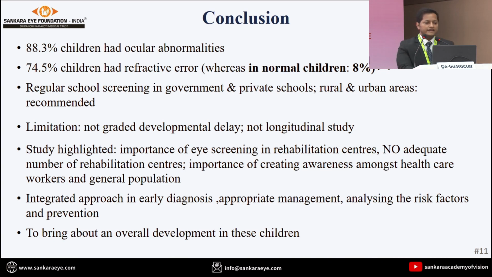To conclude, 88% children had ocular abnormalities. Out of them, 74% children had refractive error, which is quite high compared to normal kids. So we recommend regular school screening in government and private schools in both rural and urban areas. Like any other study, we have limitations. Number one, we did not grade the developmental delay, and it was not a longitudinal study. Still, this study highlighted the importance of eye screening in rehabilitation centers, the inadequate numbers and unequal distribution of rehabilitation centers, and the importance of creating awareness amongst healthcare workers and the general population.